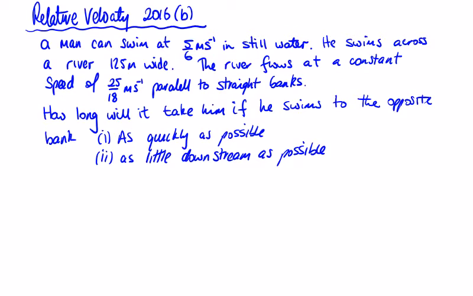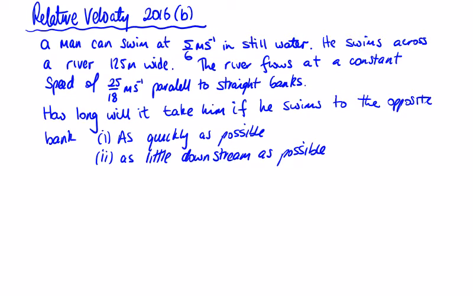2016 relative velocity. Question 2b. A man can swim at 5/6 meters per second in still water. He swims across a river 125 meters wide. The river flows at a constant speed of 25/18 meters per second, parallel to straight banks. How long will it take him if he swims to the opposite bank?